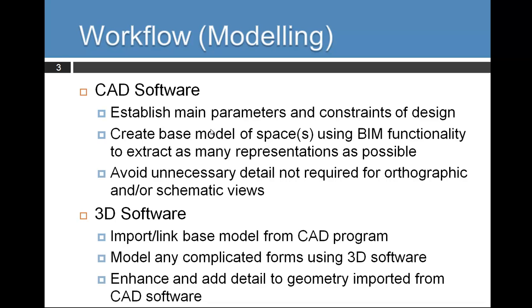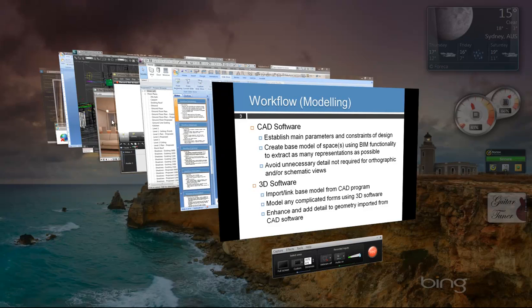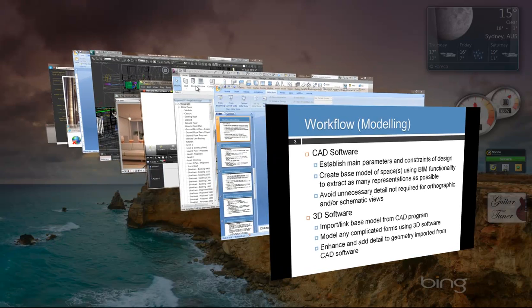And then the base model of the spaces. Again, all the bulk elements, anything that can be modeled in the CAD program probably should be. And if possible, using BIM functionality, and I'll show you exactly why that's important in a moment. And while you're doing that, avoiding unnecessary detail. I'll show you in the 3D model where there's a lot of detail that isn't in the CAD version of this project. All right, so I'll just switch over to the Revit.